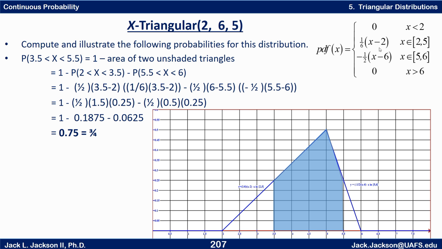All right, there's the formula. Okay, and which part are we going to use? Well, this is on the part where there's positive slope, so that's the part we're going to use. X is between 2 and 5, so we use this part of the formula. So we plug in 3.5.